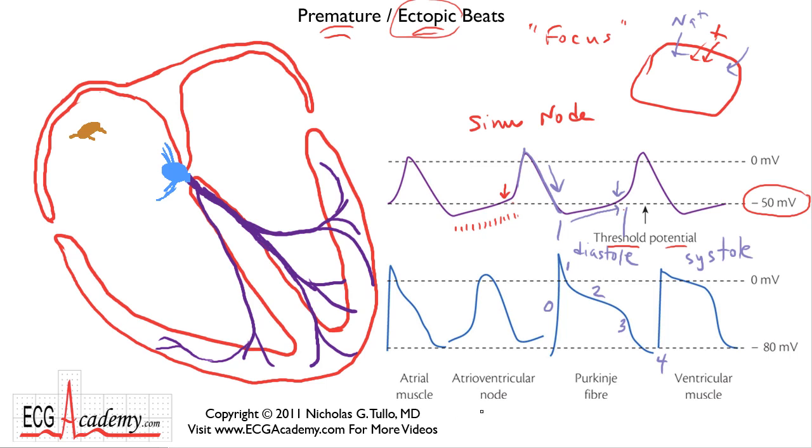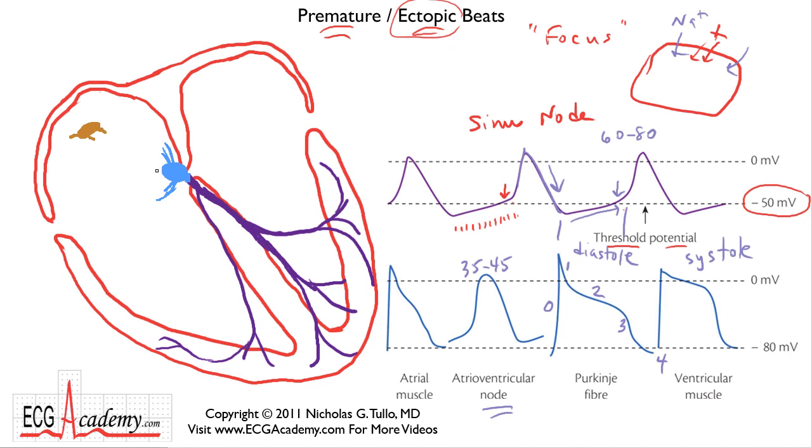Well, most cells in the heart are able to fire on their own, but it's the sinus node and the AV nodal cells that do it most rapidly. Remember, sinus nodal cells fire 60 to 80 beats per minute at rest. AV nodal cells, if you're looking at a junctional or nodal escape rhythm, we're talking 35 to 45 beats per minute. But pretty much any cell in the heart can reach its threshold and fire prematurely.